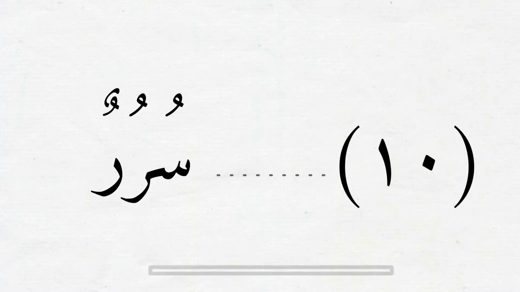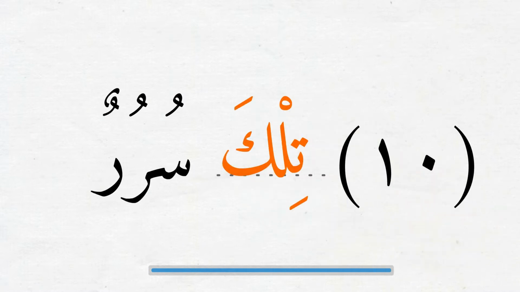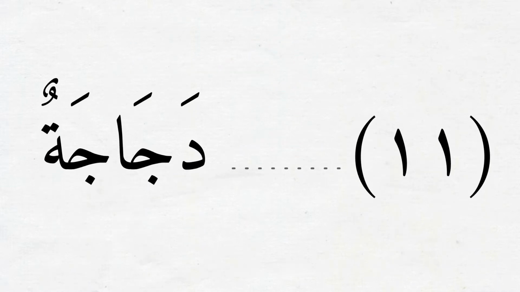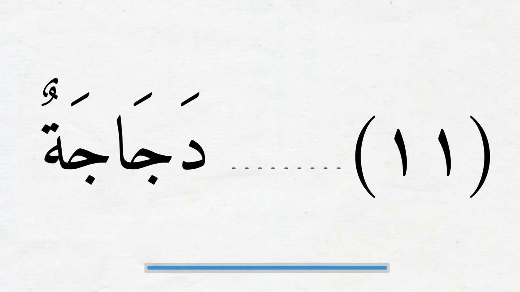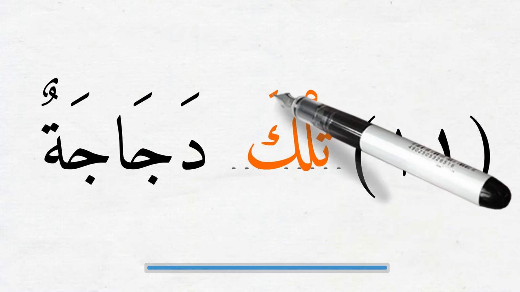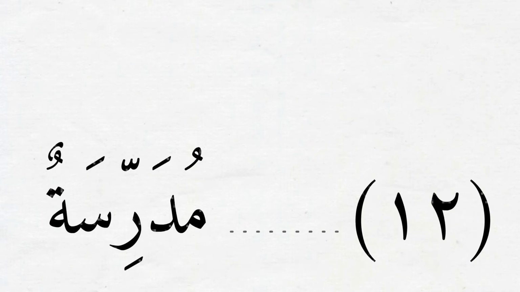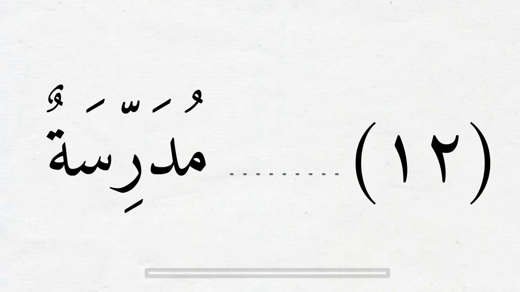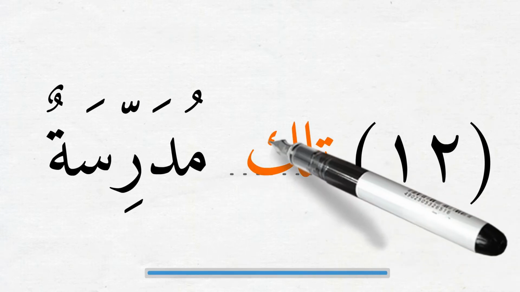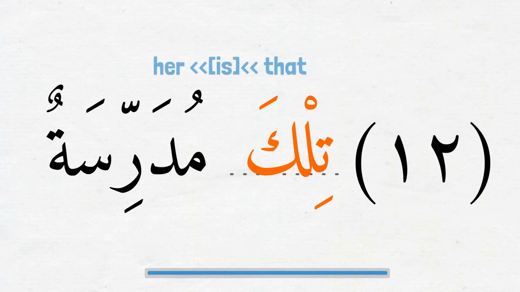Sentence 10. سرور, beds. تلك سرور, those are beds. Sentence 11. دجاجة, a chicken. تلك دجاجة, that is a chicken. Sentence 12. مدرسة, a female teacher. تلك مدرسة, that is a teacher.